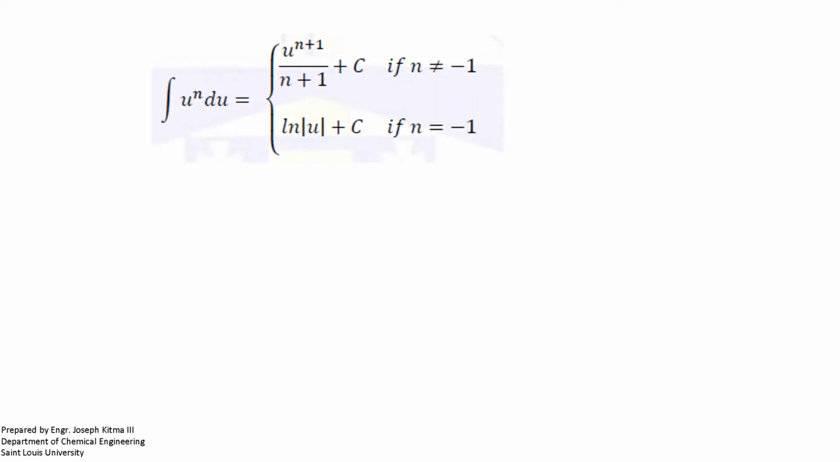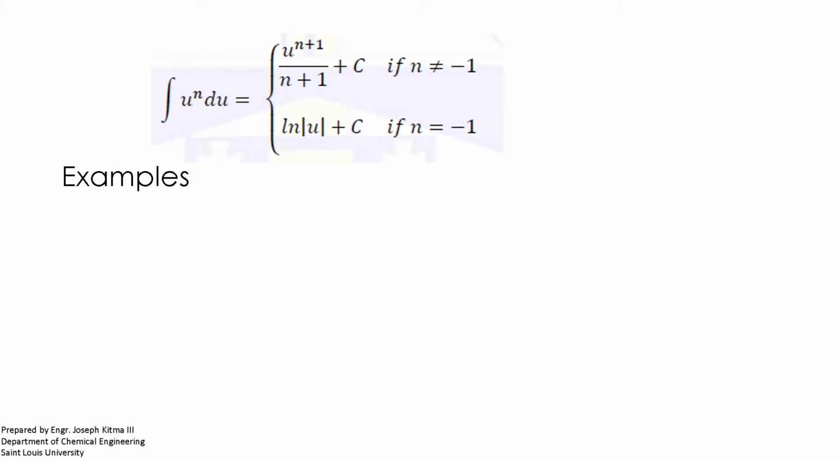Therefore, we can combine this principle with the general power formula. For the general power formula, the condition is that our n, which is part of the exponent, must not be equal to negative 1, because we cannot apply the power formula as it makes the denominator 0 if n is negative 1. So if n becomes negative 1, it is more applicable to use the logarithm formula for integration. Let us have some examples.